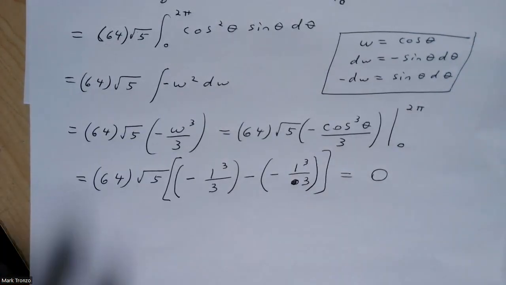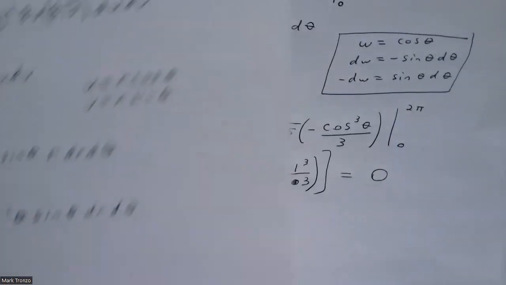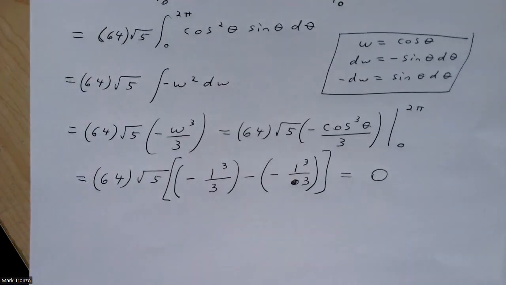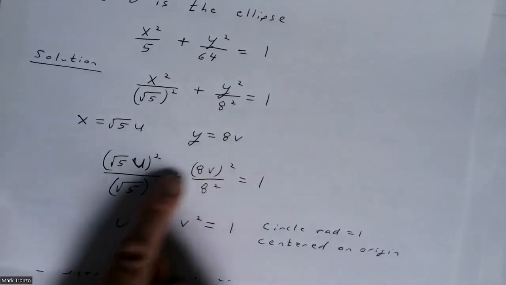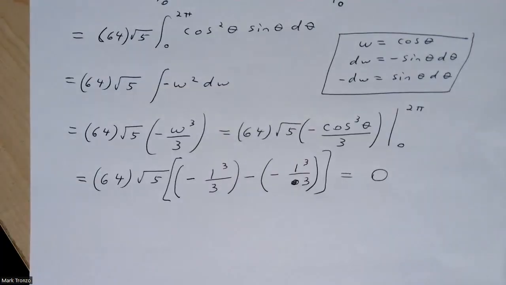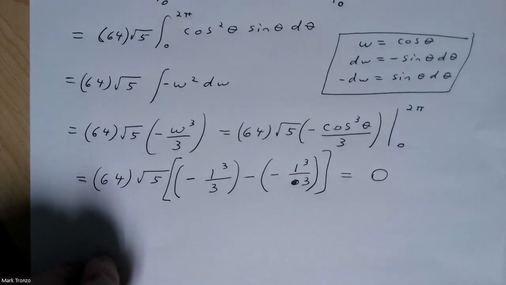But the main point of this was just to be able to set up the integral to go through the steps. And again, the key is using a substitution like this. Now, in the next problem, the domain will be an ellipse, which is not centered at the origin. So we'll take a look at that next.